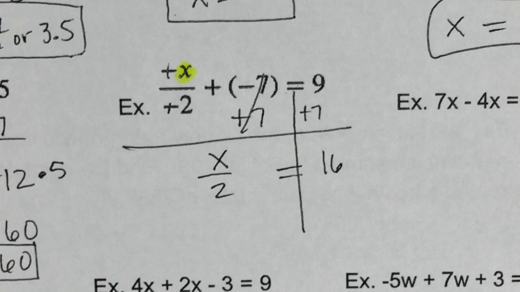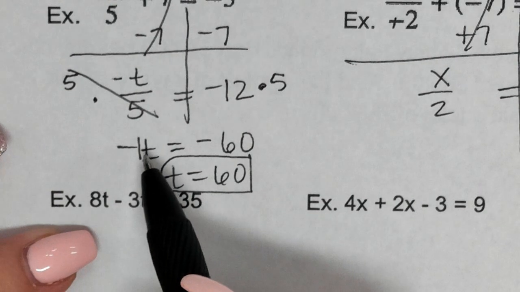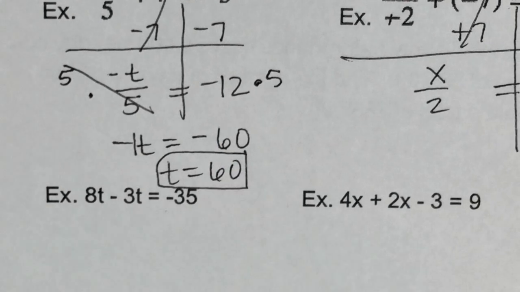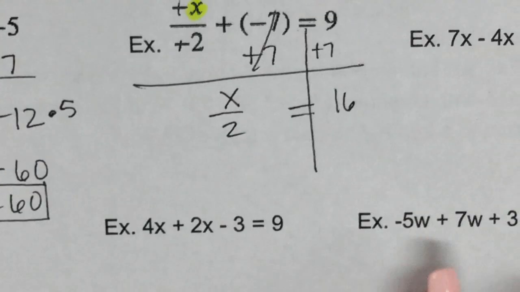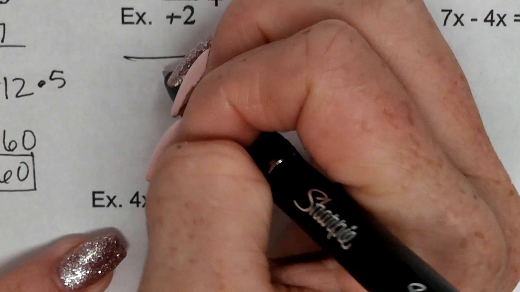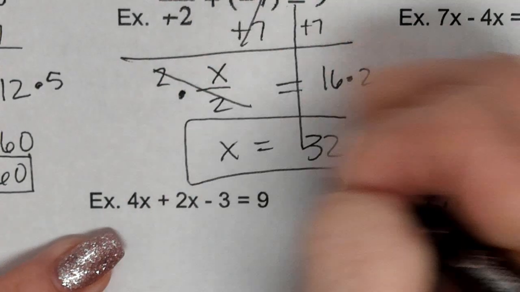Because if I have negative t, then see how it had negative t? Then I have to divide by negative 1. And negative 60 divided by negative 1 is positive 60. So anytime your variable's negative, then your answer will just be the opposite. So if it's positive, it'll become negative. If it's negative, it'll become positive. All right. How am I going to get rid of the 2? And 16 times 2 is 32.